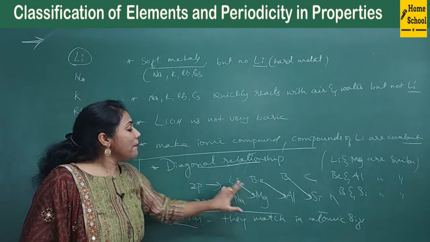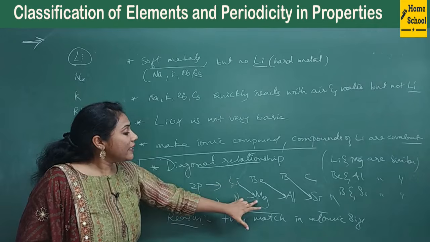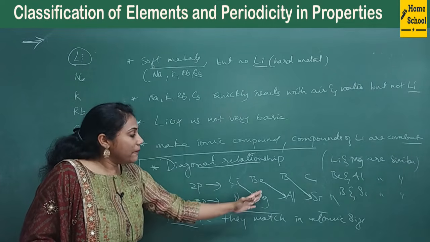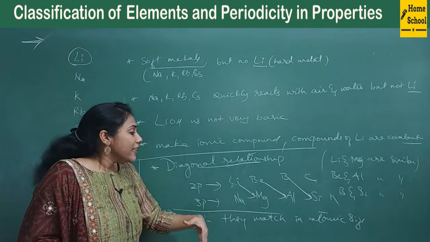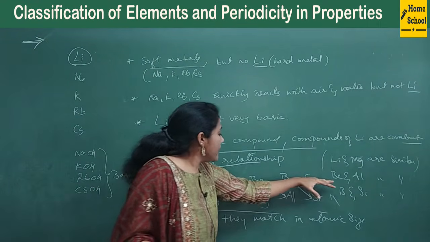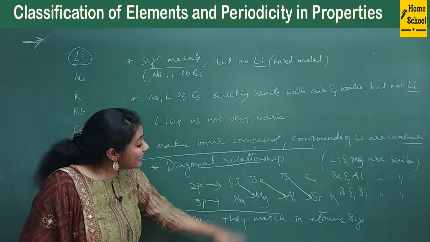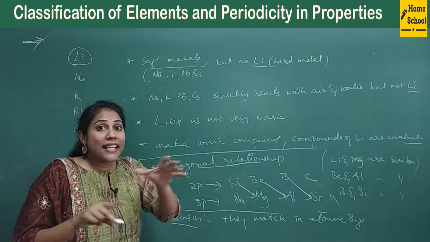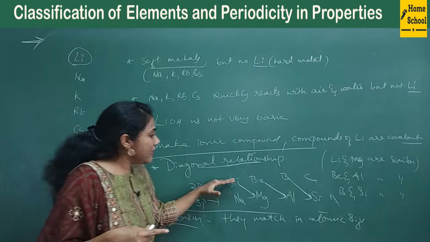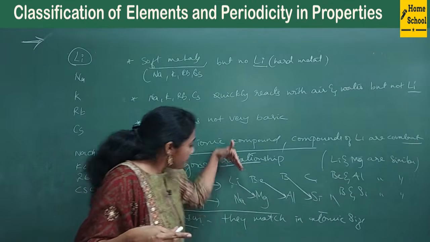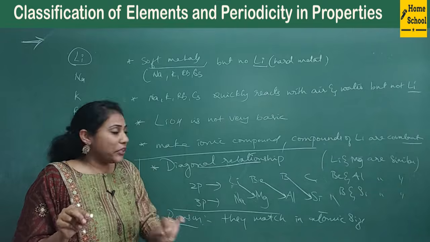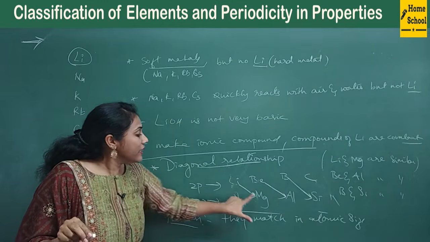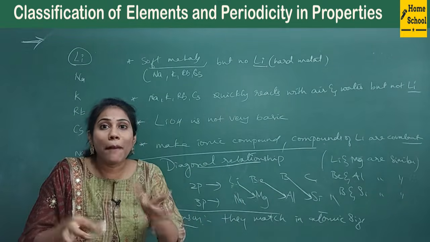Somehow sizes will match between the second period and third period elements. I mean, the third period element must come in the next group, right? It's because size decreases from left to right and size increases from top to bottom. Size is varying opposite. Maybe because of this opposite trend, their atomic sizes are somehow matching.